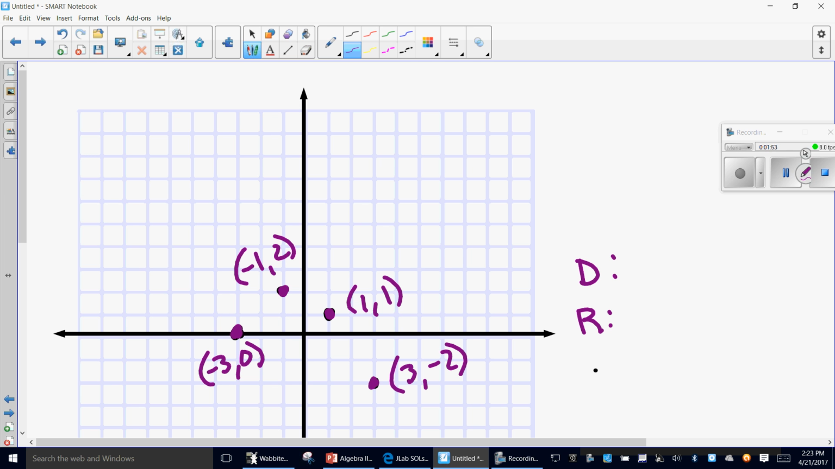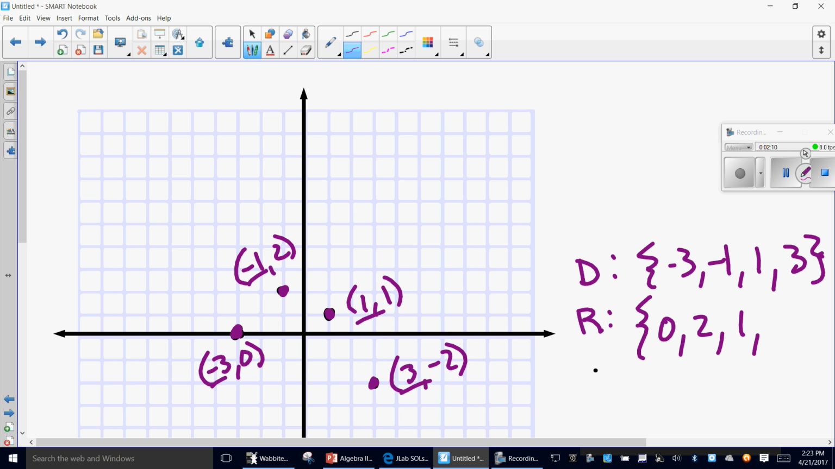So then it would make it really easy. The domain would be -3, -1, 1, and 3. We would say that this is an x, this is an x, this is an x, and that's an x. Okay? Range would be 0, 2, 1, -2.